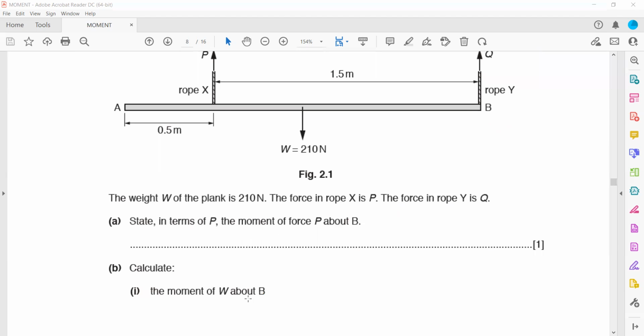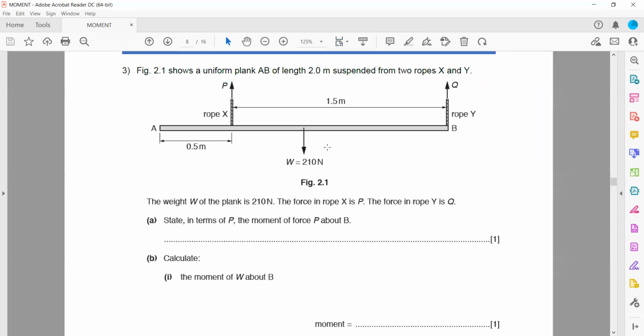Then next, calculate the moment of the weight about B. So we want the turning effect due to the weight about B. B is the pivot and a weight of 210 Newton is acting downward. Which direction will it cause a turning effect? It will cause a moment in the anti-clockwise direction. But we don't need the direction, we just need the turning effect. Force is how much? Weight is 210, so this will be 210 multiplied by the distance from the pivot.